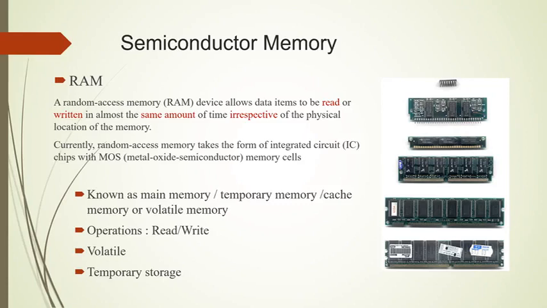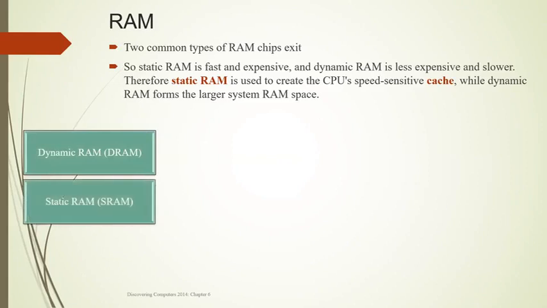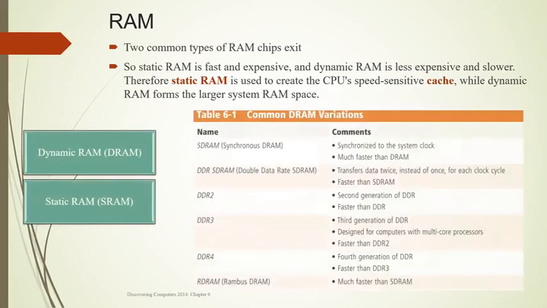Here you can see some synonyms, similar words. We call this main memory, temporary memory, cache memory, volatile memory. The operations are read and write. Volatile means temporary store. There are two common types of RAM chip: static RAM and dynamic RAM. Here you can see their characteristics.